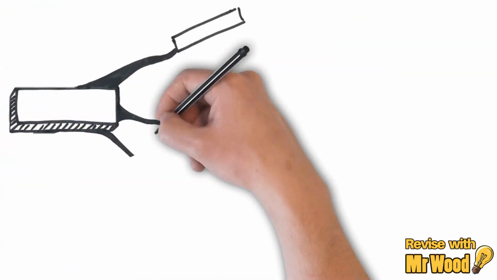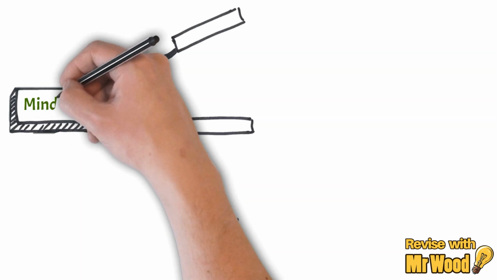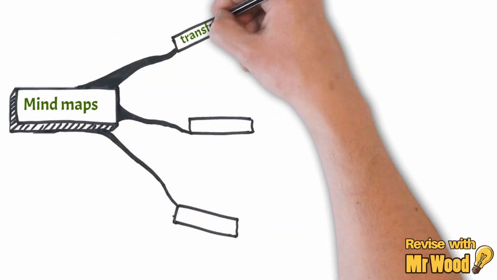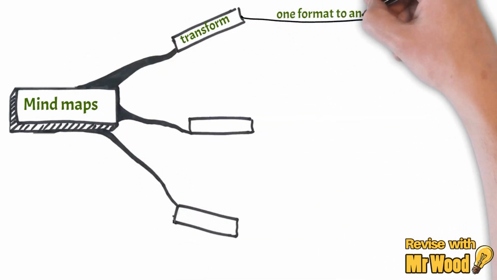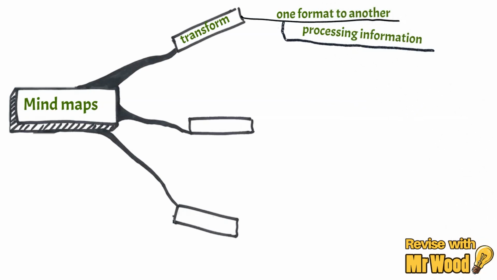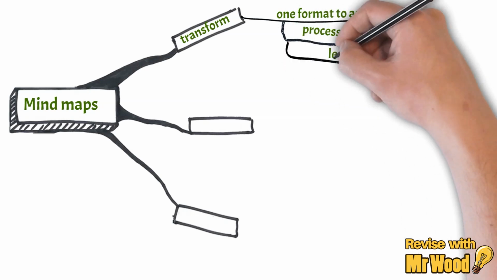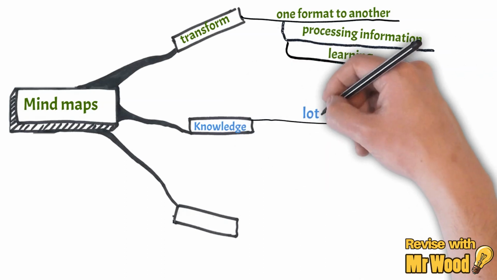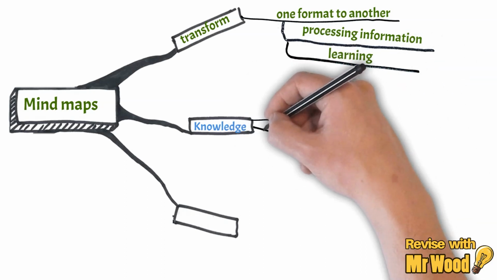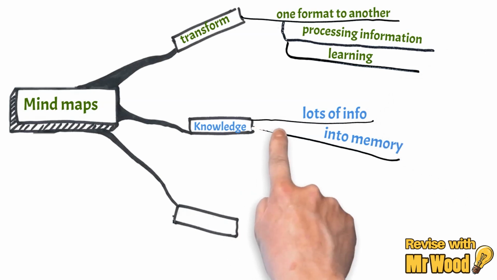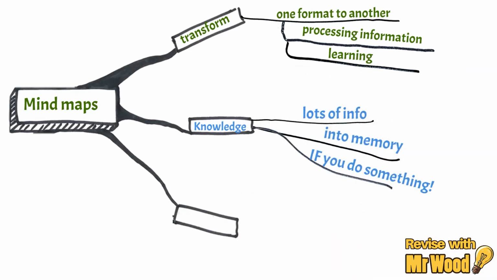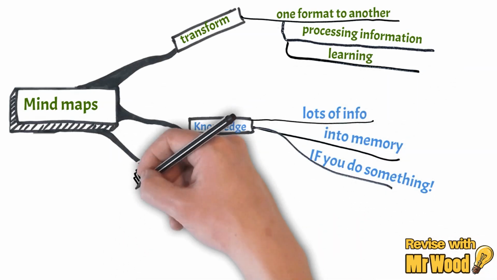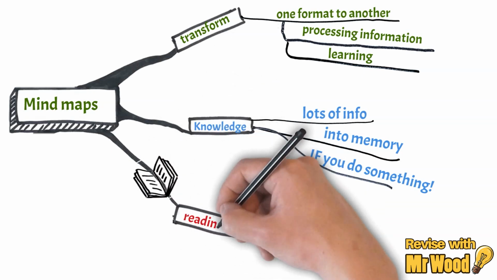Mind maps are a form of transformative revision. You're transforming information from one format into another, and by doing that, you're processing the information, and that is part of how you're learning. If you're trying to revise from a knowledge organizer, this is perfect. Knowledge organizers have a lot of information on them, but it won't stick in your longer-term memory unless you do something with that information. Reading is not enough. It's only the starting point.